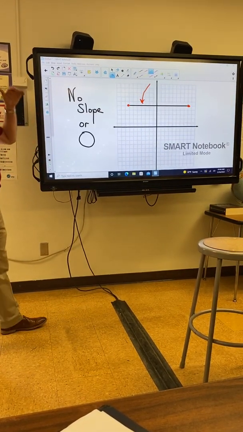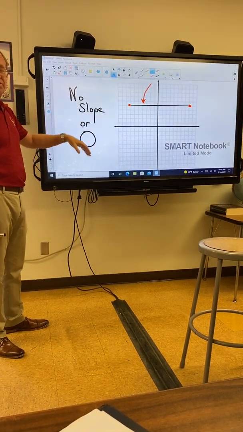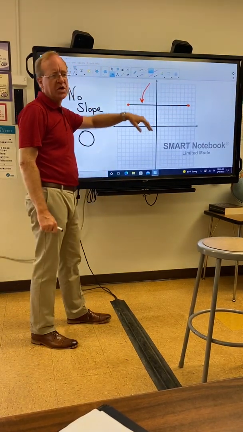Now sometimes you get flat lines, and it's exactly what you think it'd be. No slope or 0. So if you see something like this where it's level, that's just no slope or 0.